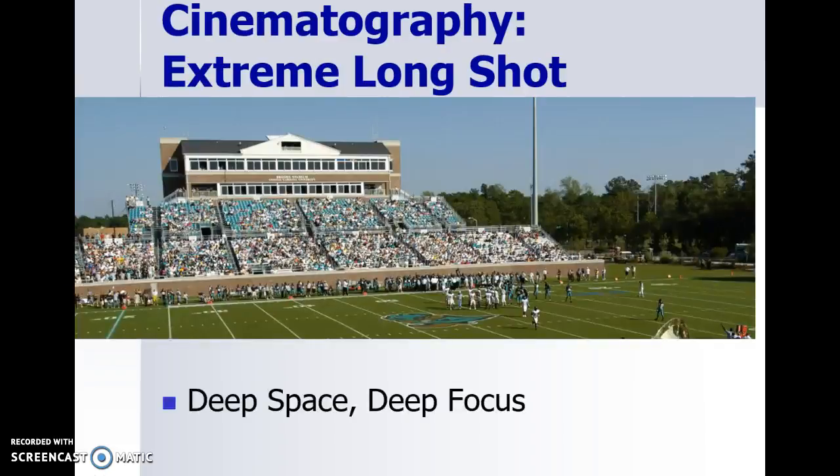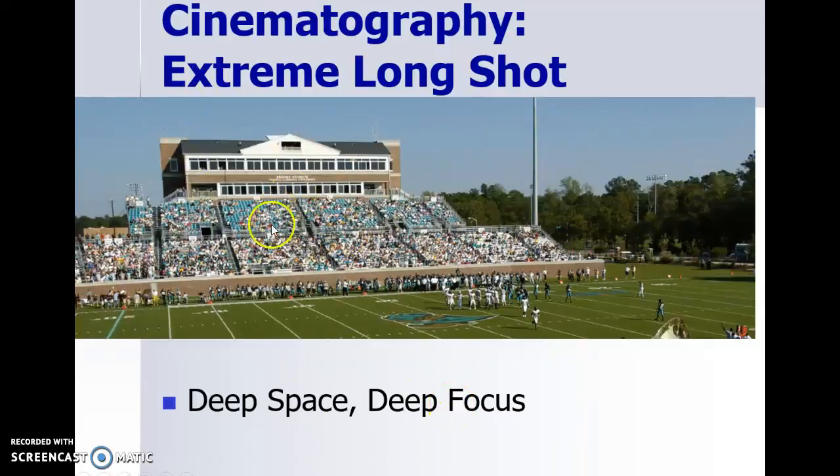So this is an example of an extreme long shot. And I've chosen some photos from here at Coastal Carolina University to make this point. So this is an extreme long shot that is deep space. We have the foreground here, it's all in focus. The middle ground here also in focus, and then the background here also in focus. Crisp, clear lines. So here we have deep space and deep focus.